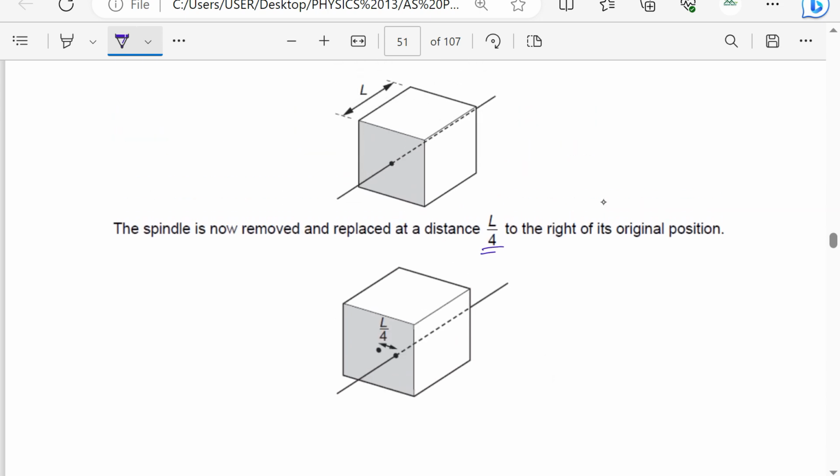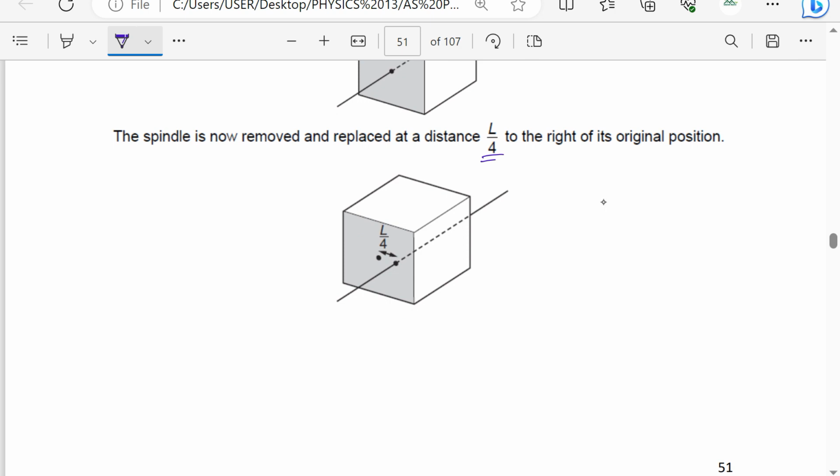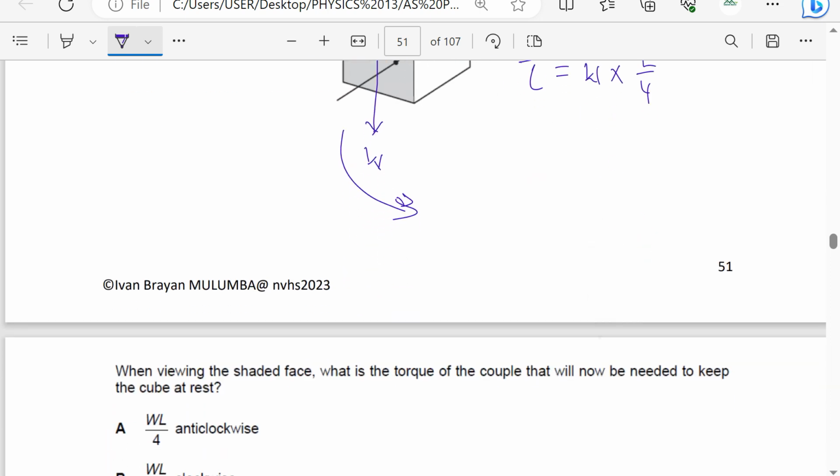So here it must have been in equilibrium if it was pulled at the center. Now, if it is moved a quarter L, the weight is acting at the center point and the weight is given as W. So a moment which is going to be anti-clockwise must be acting along the line of the spindle because it has moved away from the center. So the weight causes an anti-clockwise moment about the spindle, and that moment or torque is going to be the weight times the perpendicular distance, which is L over 4.